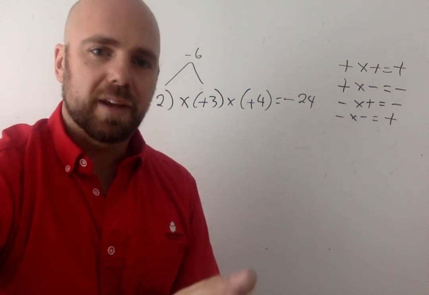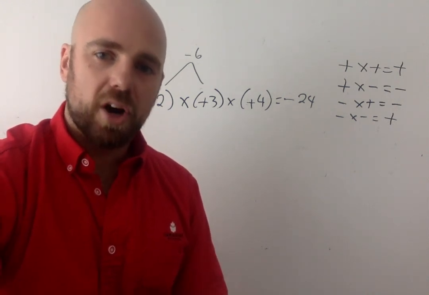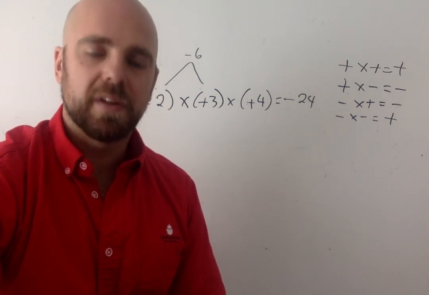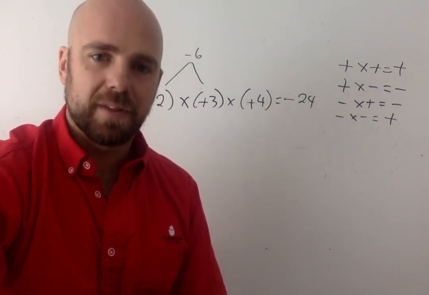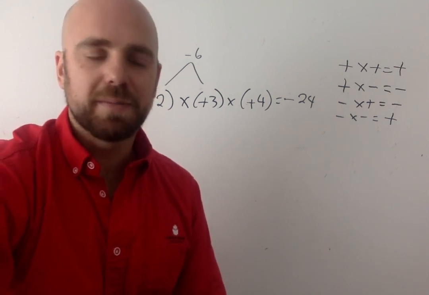If you have a positive times a positive, you get a positive. If you have a negative times a negative, you get a positive. And any odd combination, so positive and negative, or negative times positive, you'll end up with a negative in those situations.